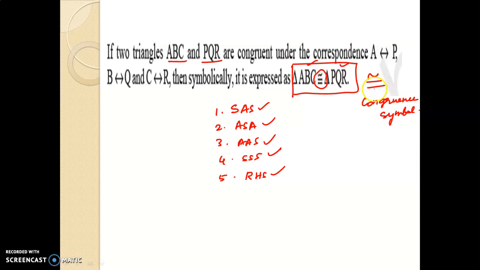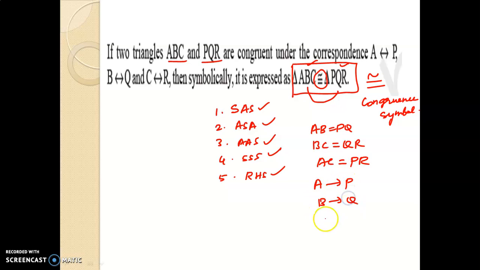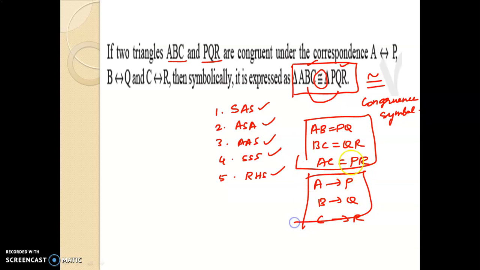Similarly, if triangle ABC is congruent to triangle PQR, how can you write it here? AB equal to PQ, BC equal to QR, and AC equal to PR. And also angle A equals angle P, angle B equals angle Q, angle C equals angle R. If the two triangles ABC and PQR are congruent to each other, we can write the properties like this.